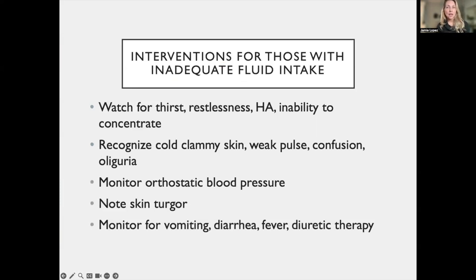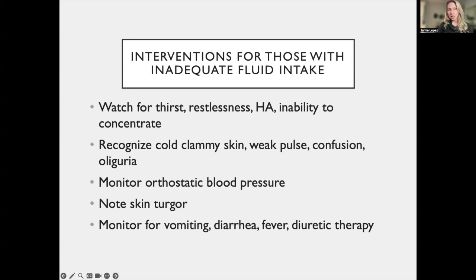So patients with an inadequate hydration status are possibly going to be thirsty, restless, have a headache, unable to concentrate. They might have cold, clammy skin or dry skin. They'll have that weak pulse. Oliguria is the term for urine output less than 30 mLs an hour. So they may have oliguria.